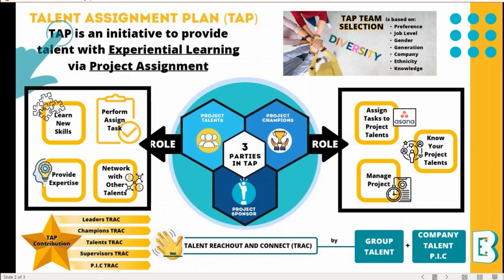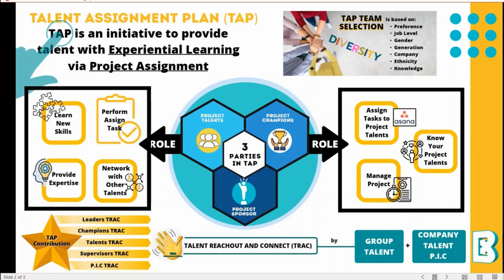Because you come from various backgrounds, your expertise matters when it comes to giving the project values so that the project considers various aspects of it. And because there are many of us within the project talents, don't forget to mingle around and network with other talents. Get to know them better, get to know their industry, get to know the company and the culture, so that it enriched you as a talent within Boustead Group.